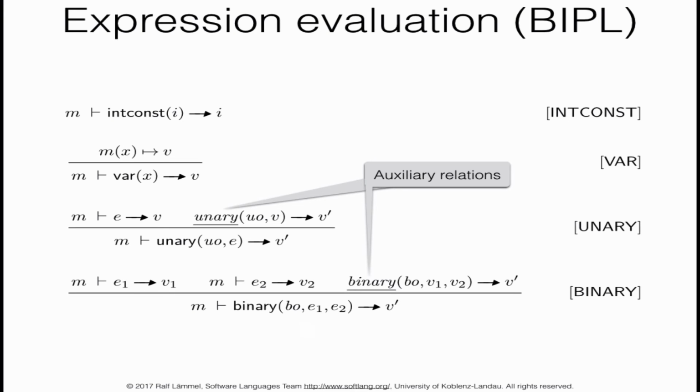So expression evaluation very briefly. An int constant evaluates to itself. When we have a variable, we look it up from the store. When we have a unary or binary expression, then we need to evaluate the arguments. And here we assume some auxiliary relations, unary underlined, binary underlined, that know how to apply certain operators to certain values. We don't show the details here, they are pretty boring.